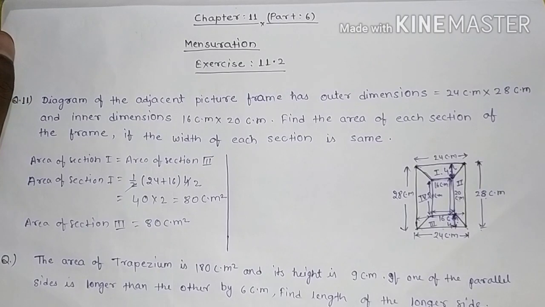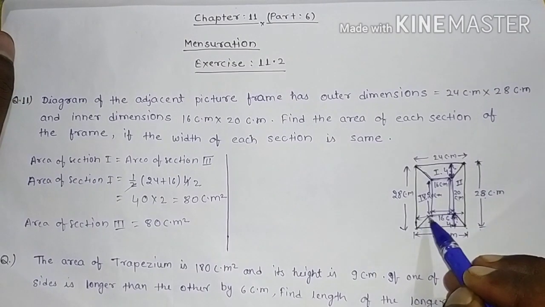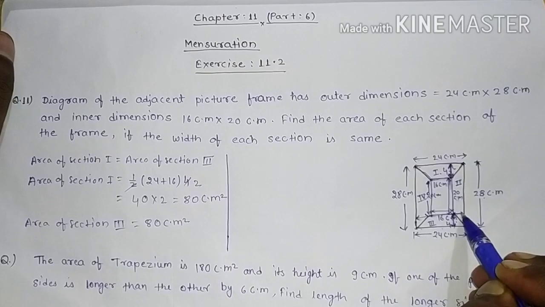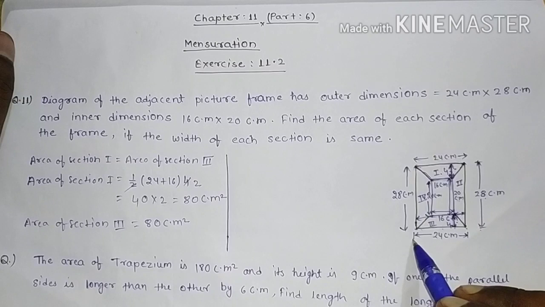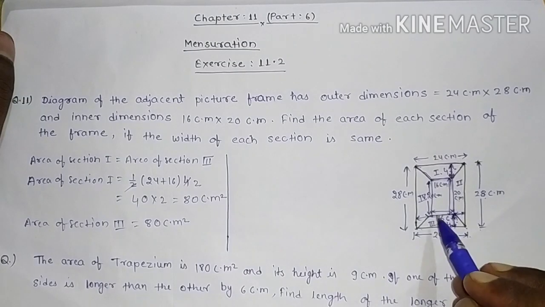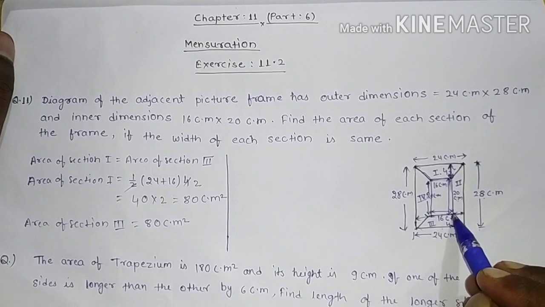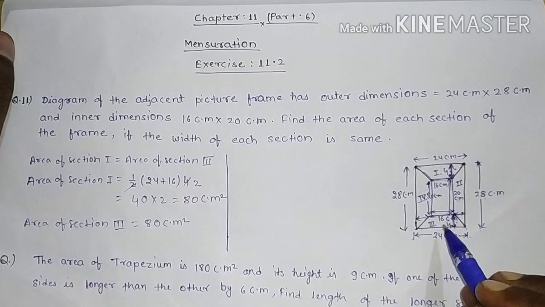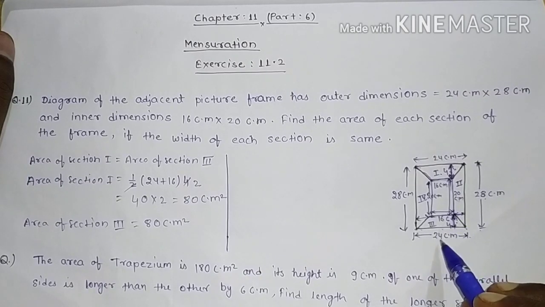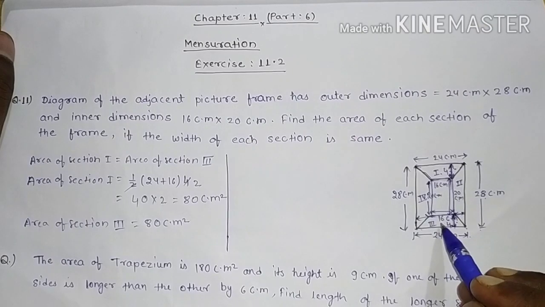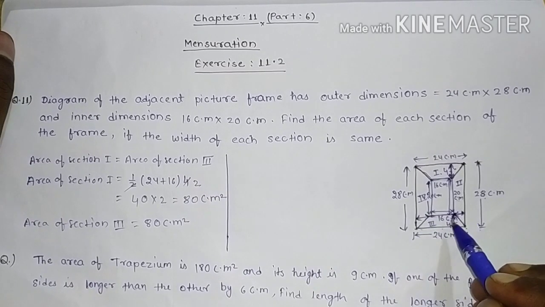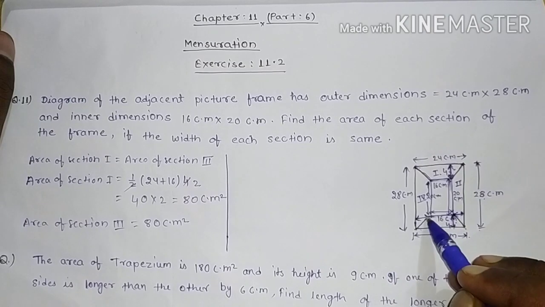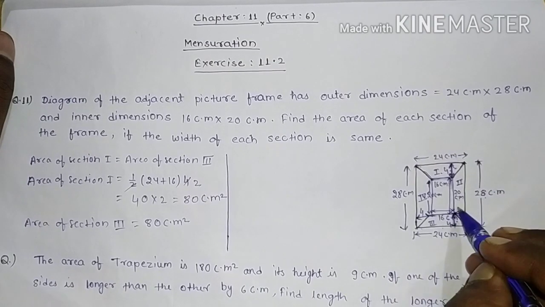Now we have to find the width of these two sections. The outer breadth is given as 24 centimeter and the inner is given here as 16 centimeter. If you subtract 16 from 24, what will be left? 24 minus 16 is 8 centimeter. So the width of this and this one together is 8 centimeter, and the widths are equal, so each will be 4 centimeter.